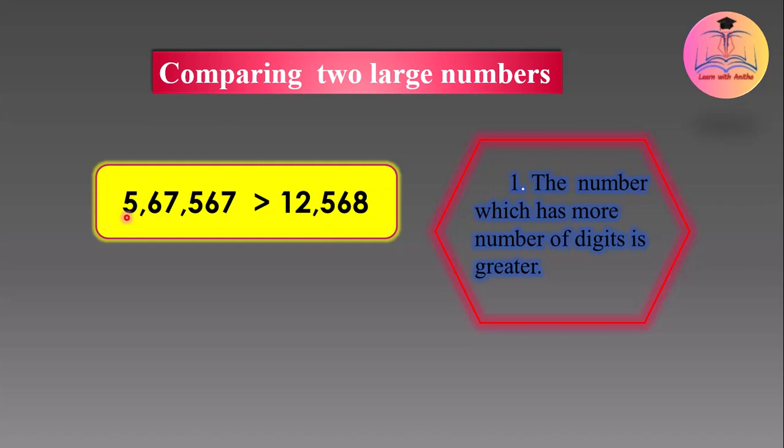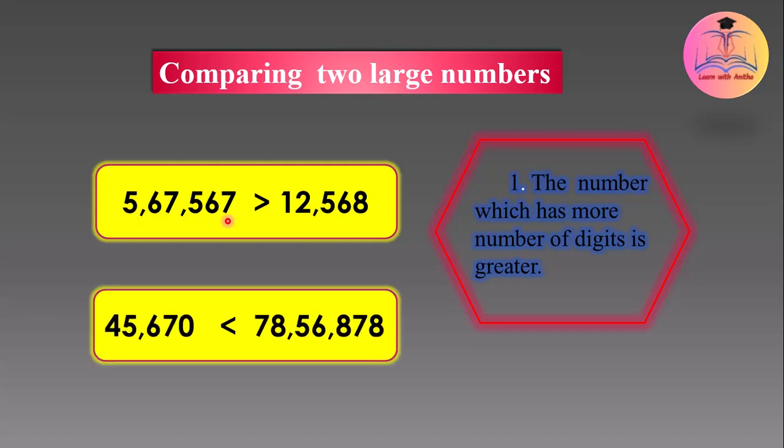So 5,67,567 is the greater number here. We'll see one more example. When we compare large numbers, we have to check the digits. Here, this number has 5 digits and here 7 digits. So, which is the greater number here? 78,56,878 is the greater number here.